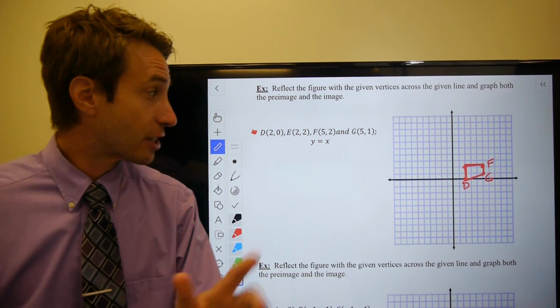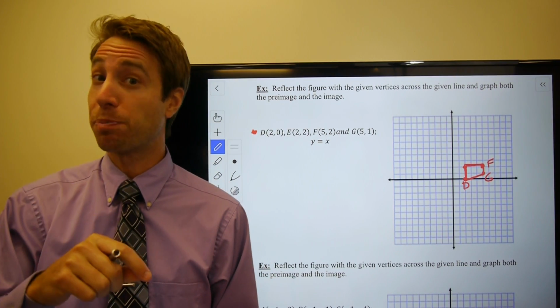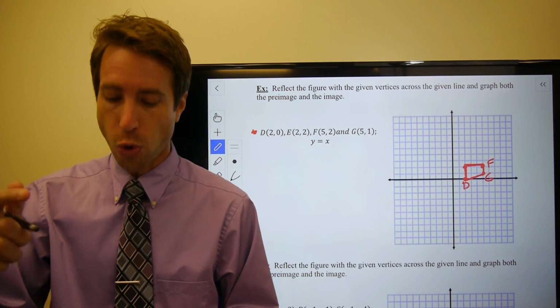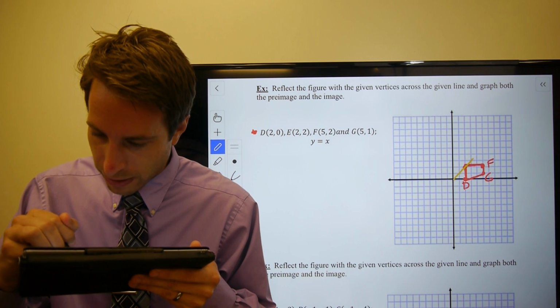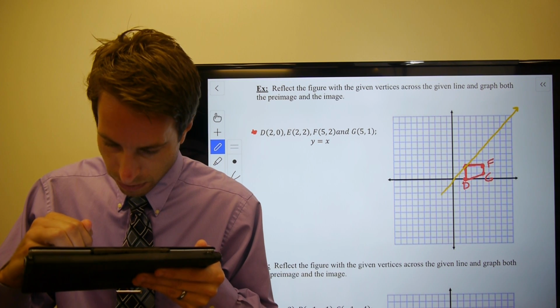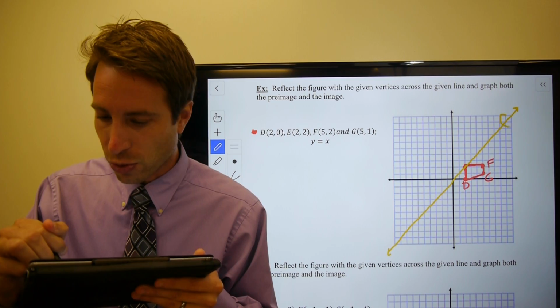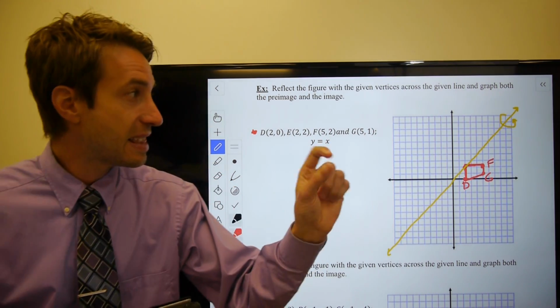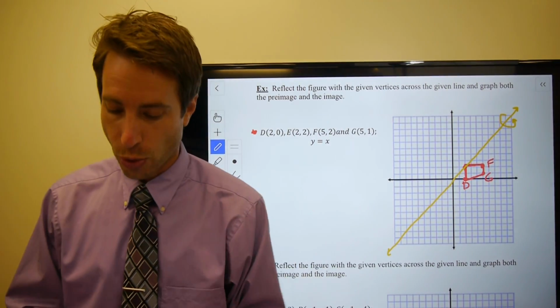My line of reflection, careful here, is y equals x. Like we said, that is our identity function that splits the first and third quadrant in half. So my line of reflection is going to run right through here, right through there, and right through there. And again, the idea is what happens if we spin that line of reflection? What is our image going to look like?